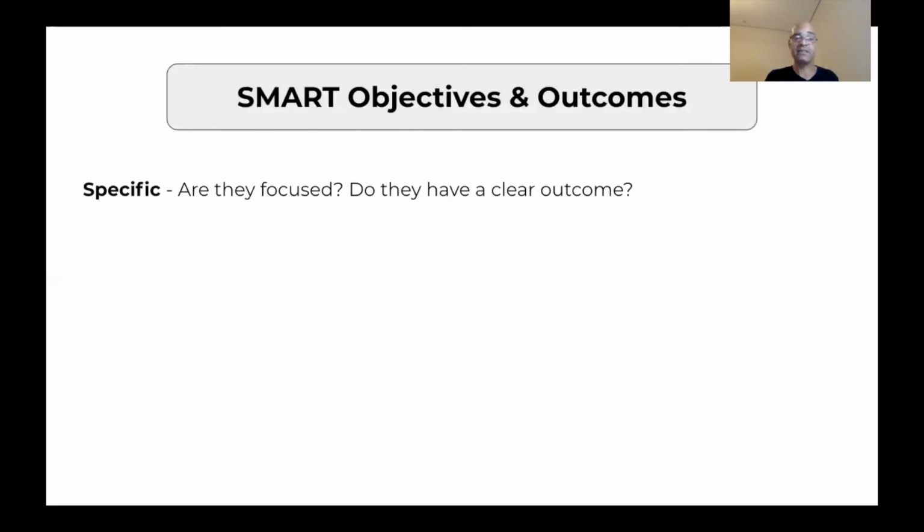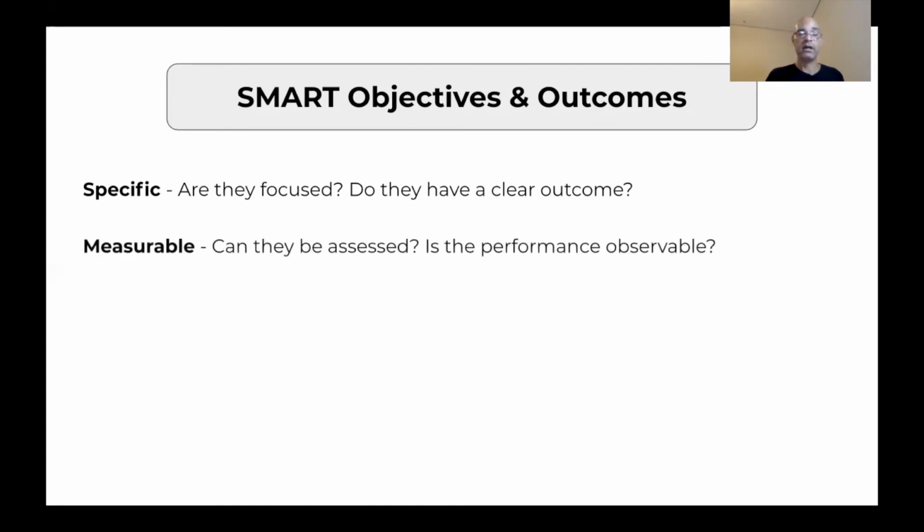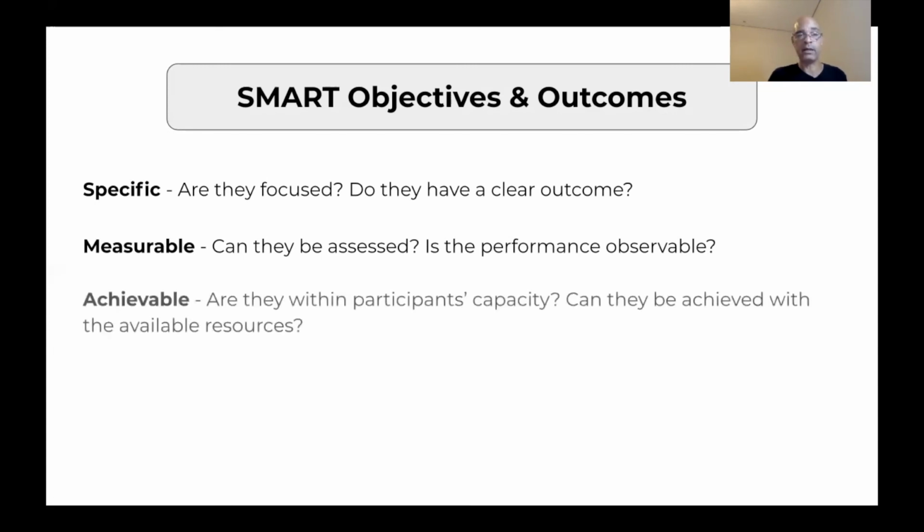outcome, and specific relates to the questions that you should ask yourself. Are the outcomes specific or focused? Do the objectives or outcomes have a clear result or outcome itself? Are they measurable? So can they be assessed? Is the performance that I'm trying to assess observable, or can I hear it, right? It can be observable or heard.